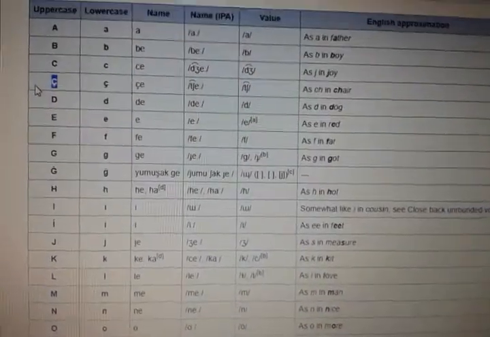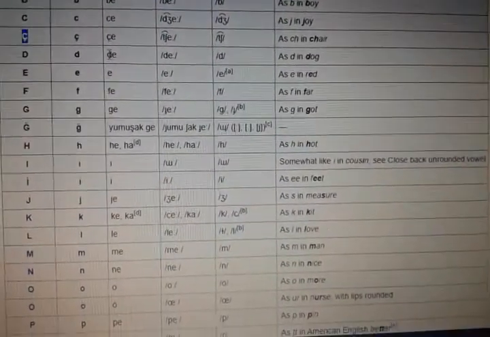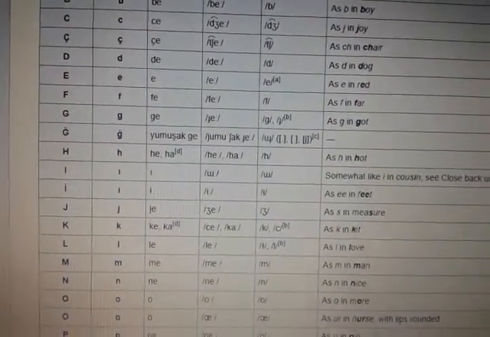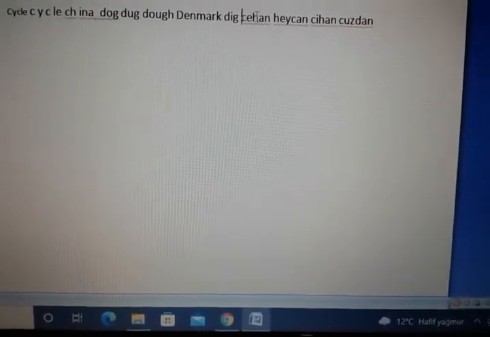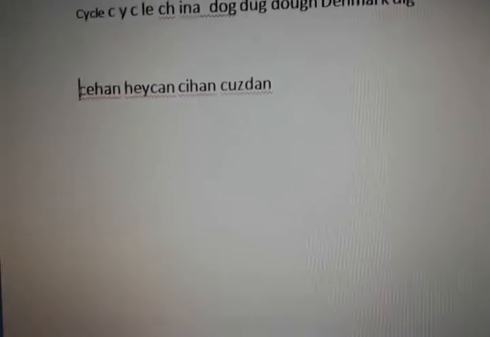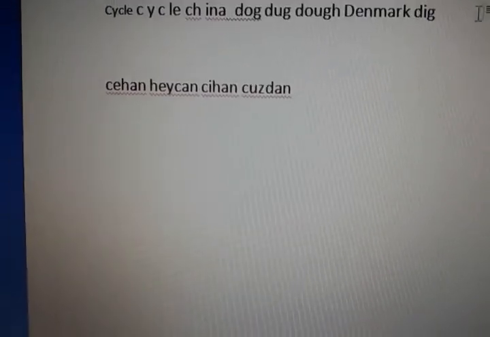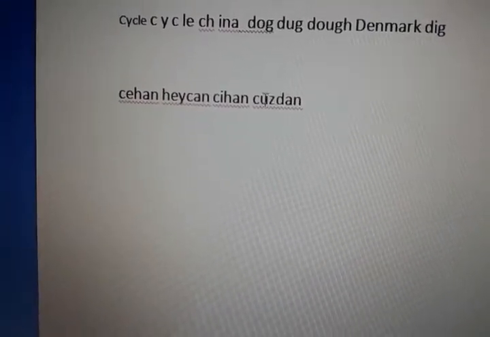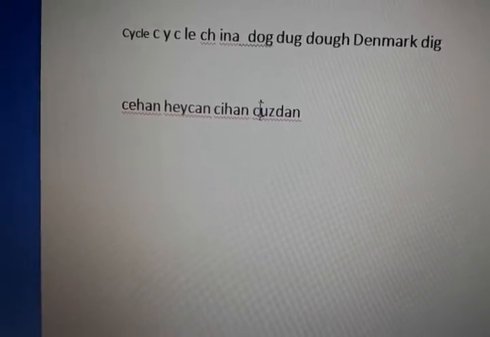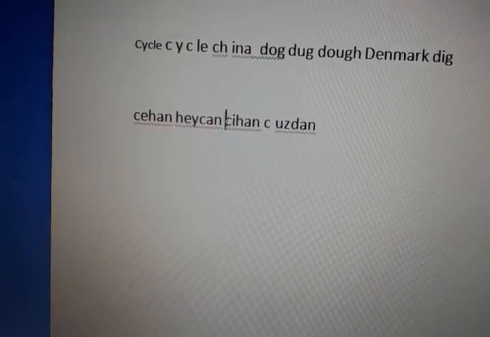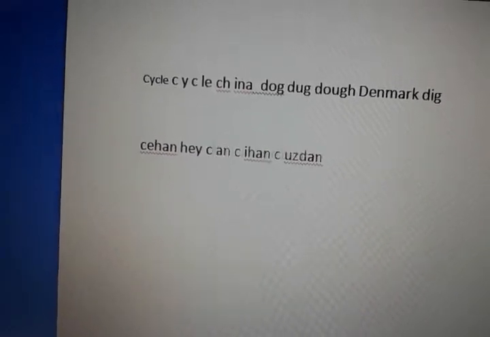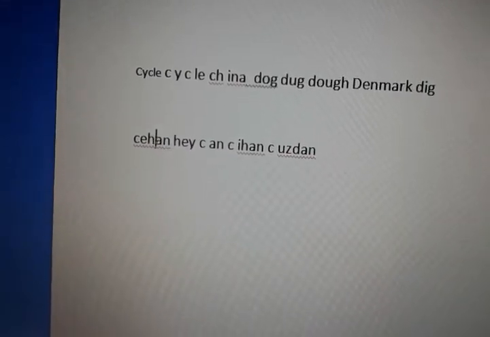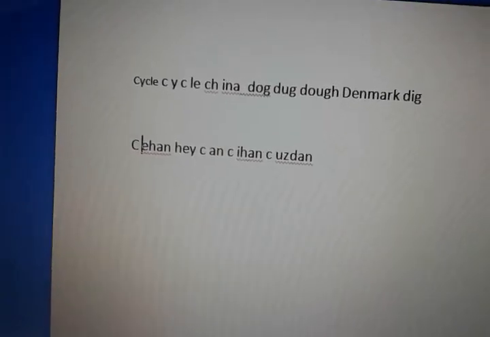So if you're trying to write a word in Turkish, for example, Ceyhan, C, which is J. Look at this. Ceyhan or Heyecan, Cihan or Cüzdan. Now this is J, a consonant, which is C in English. C, yani J. So the sound is not changing. With A or E or I, it's not changing.